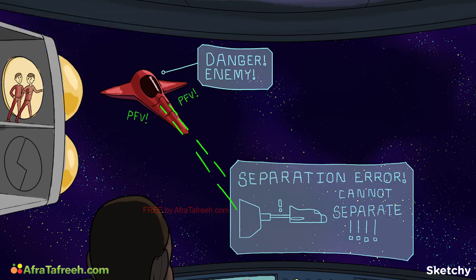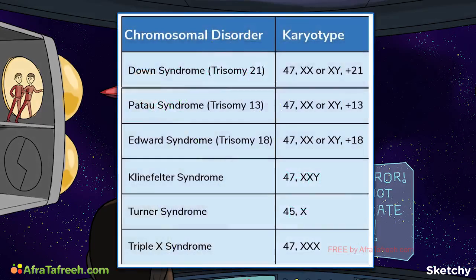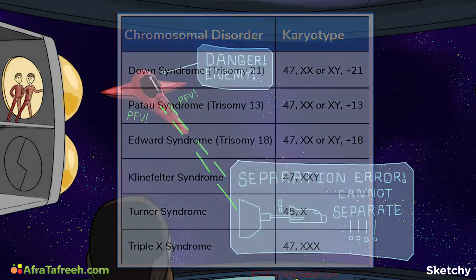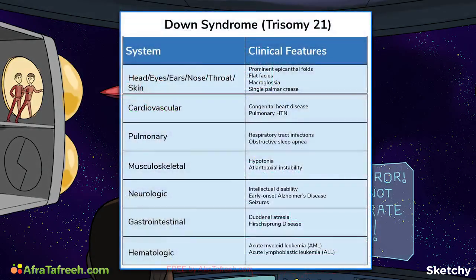While most chromosomal errors usually lead to spontaneous abortions during the first trimester, some cases survive through term and result in autosomal or sex-chromosomal aneuploid syndromes. This table highlights the chromosomal aneuploidy syndromes. While you don't have to memorize everything listed here, just know that Down syndrome, or trisomy 21, is the most common chromosomal disorder. Here's another table that shows the clinical features of Down syndrome.